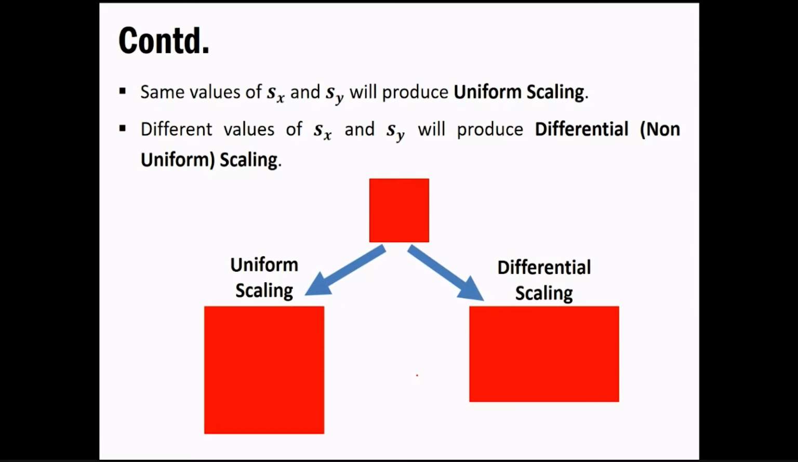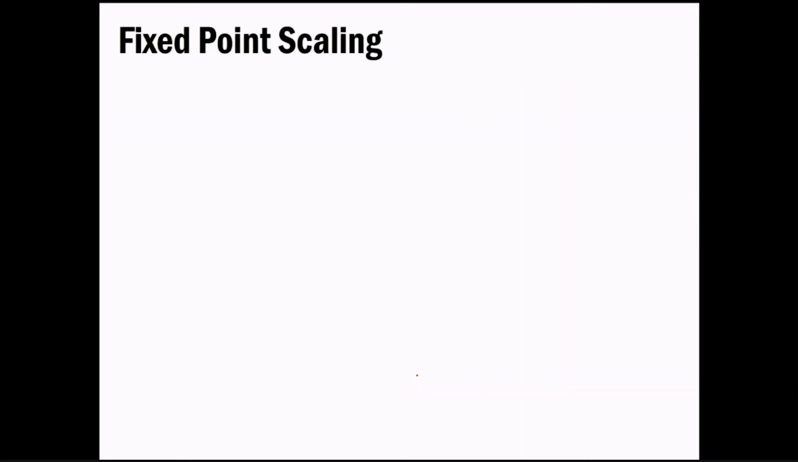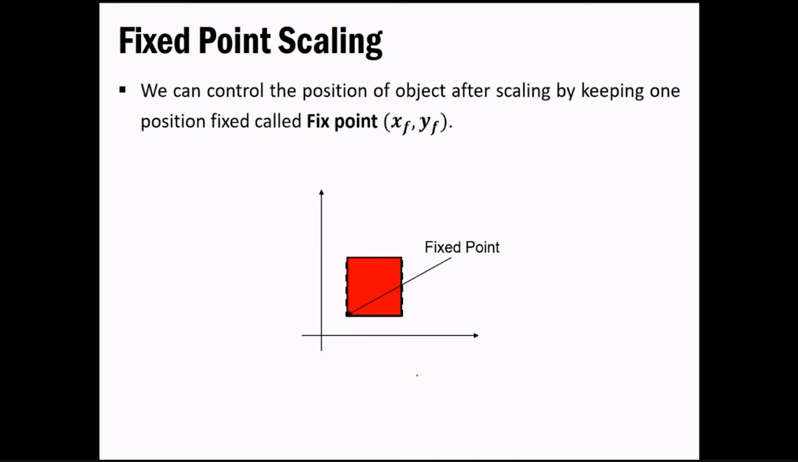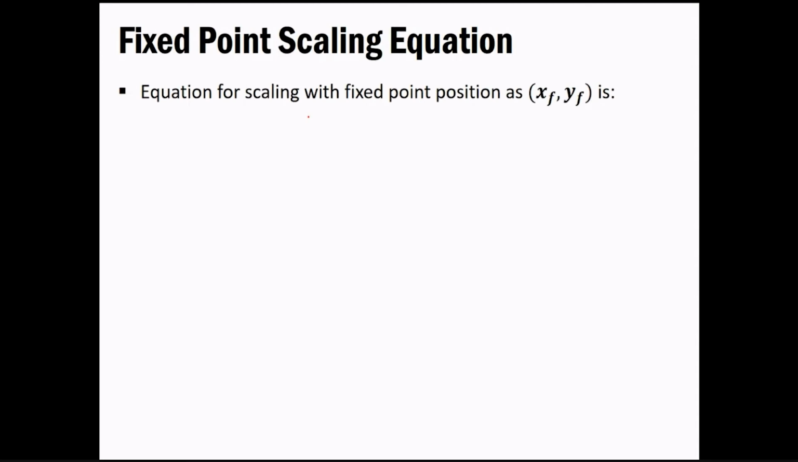Now it says we can control the position of an object after scaling by keeping one position fixed, called the fixed point. As I told you, whenever you apply scaling, the object will be repositioned as well as scaled according to your requirement. But what if you want to keep the object at the same position and also scale it? For that you have a concept, the fixed point, denoted by xf and yf.